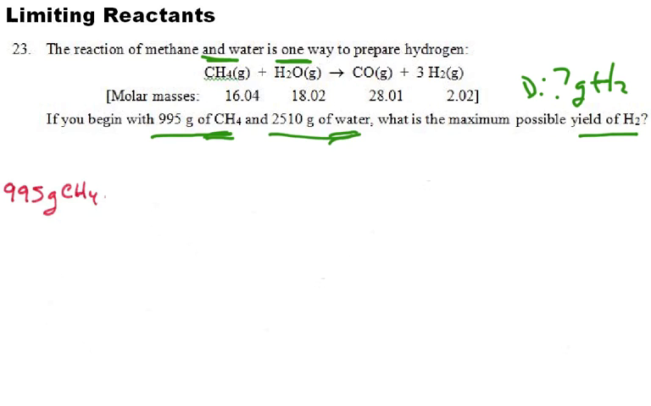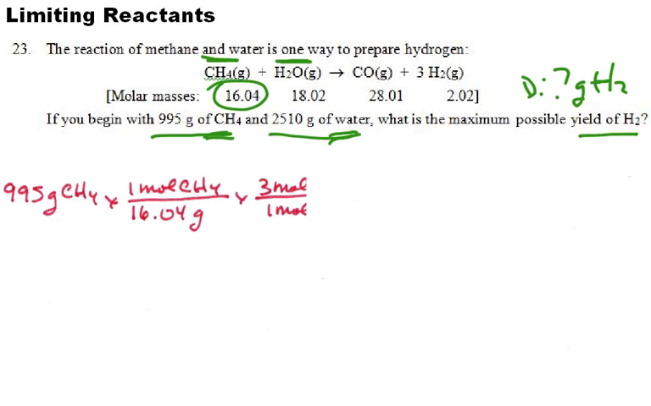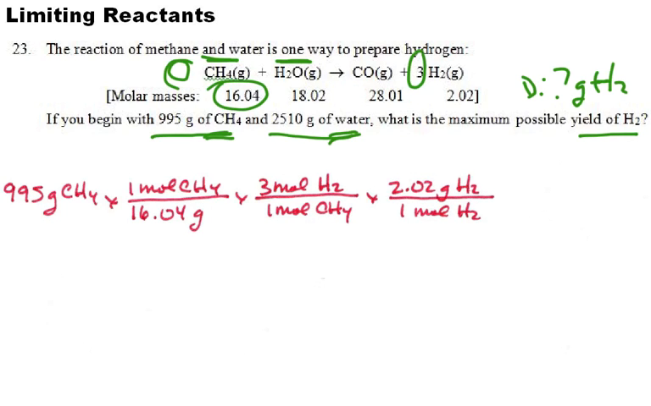So we start off with our given, 995 grams of methane. Then we're going to use molar mass, 16.04 grams per mole. Then we go to the heart of the problem, and we can see that for every 1 mole of methane, we get 3 moles of hydrogen. Then we use the molar mass of hydrogen, 2.02 grams per mole, and we get our answer, 376. Now we don't know if that's the real answer because we have a different compound.